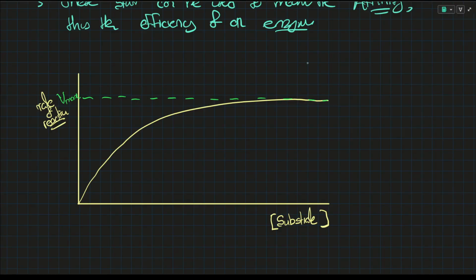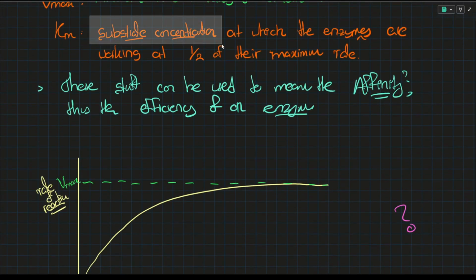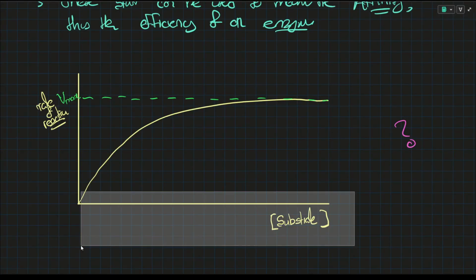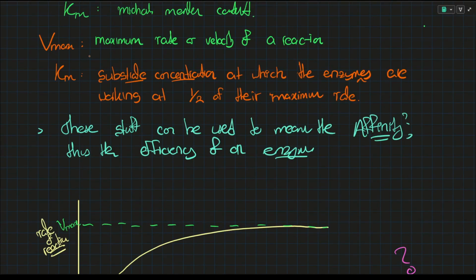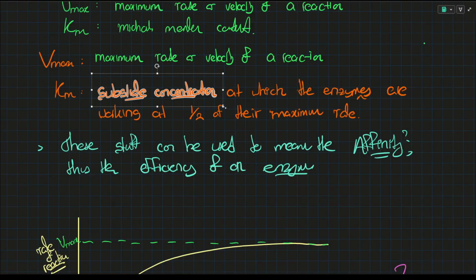What about Km? Where do you find Km? If you read through the definition of Km, Km is the substrate concentration. So it's not here. This is the rate of reaction. No, it has to be somewhere here on the x-axis. So Km might be here, it might be here, it might be here. Nobody knows. All we know for sure is it's on the x-axis. Why? Because it's a substrate concentration.